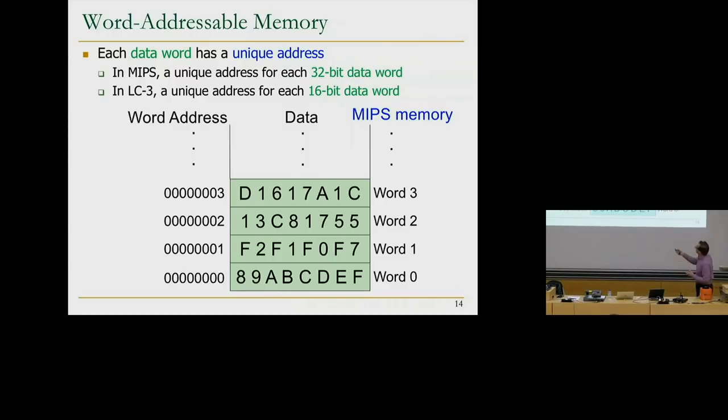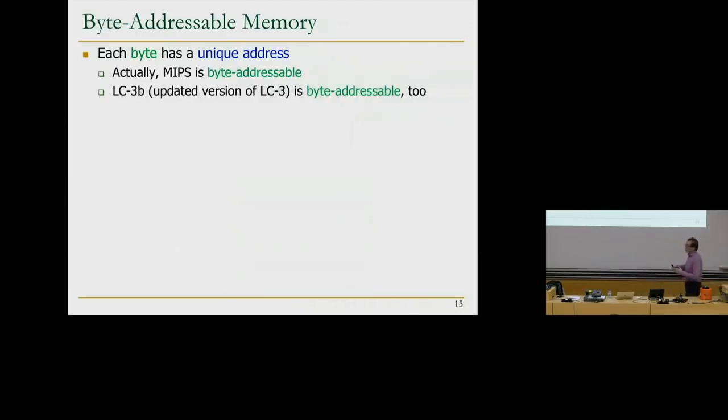And then this is the word address that you have for the data. This address 0 contains this word. Address 1 contains the second word. Address 2 contains the next word, and the next word, and so on. Makes sense, right? Okay. So if you have byte addressable memory, then each byte has a unique address.